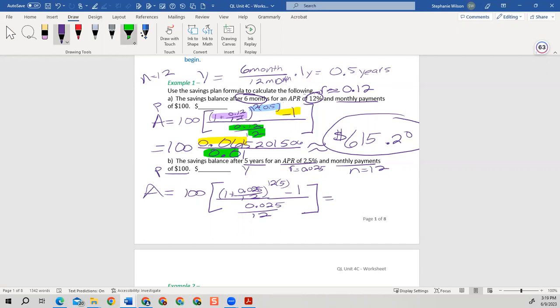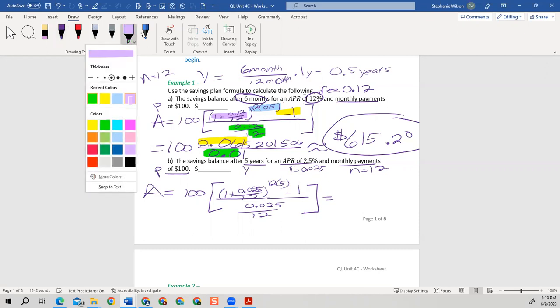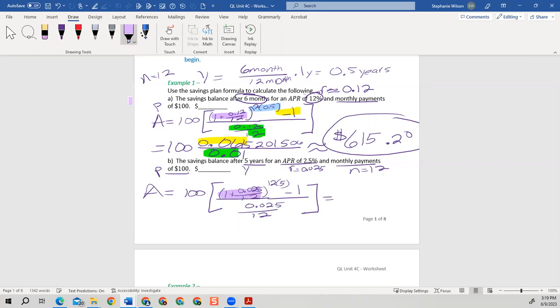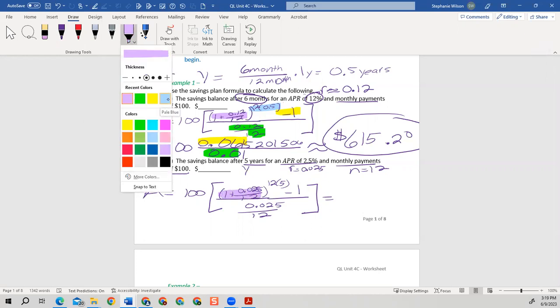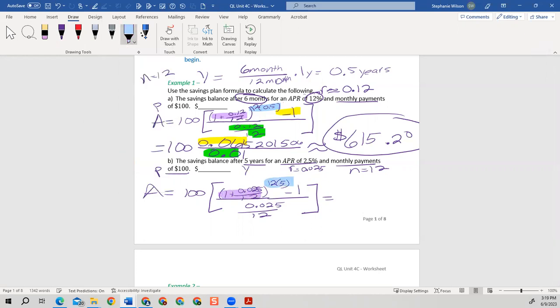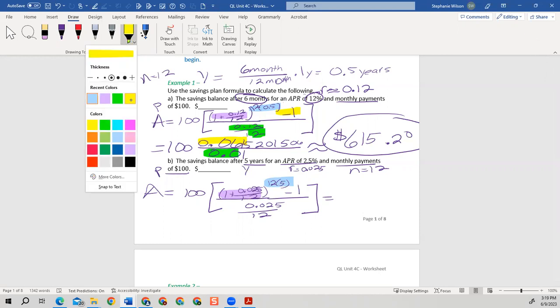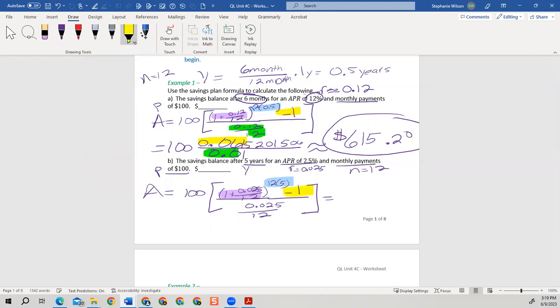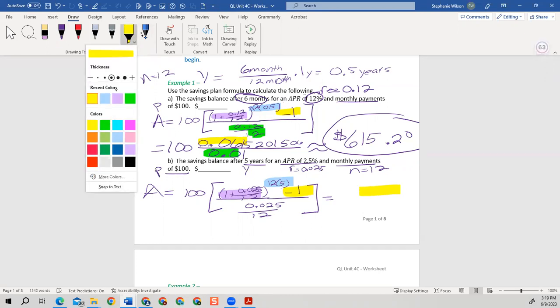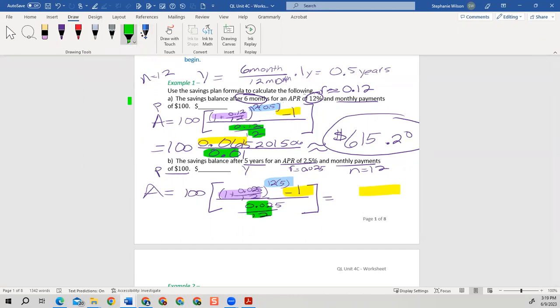Let's go ahead and say, okay, I want to first do this parenthesis. And then next, I'm going to raise it to its power. And then third, I'm going to subtract 1. And that's what's going to go here in the fraction. And then fourth, I will do this denominator. Okay, let's do it. So I got 1 plus that fraction.